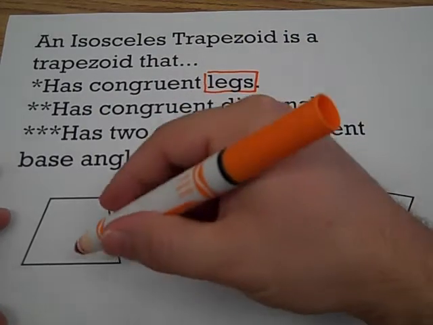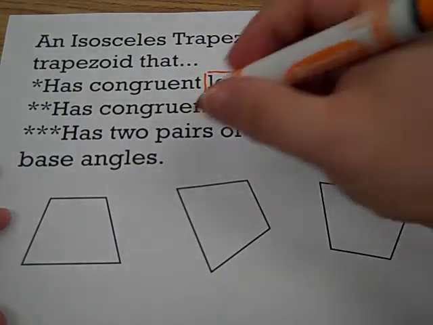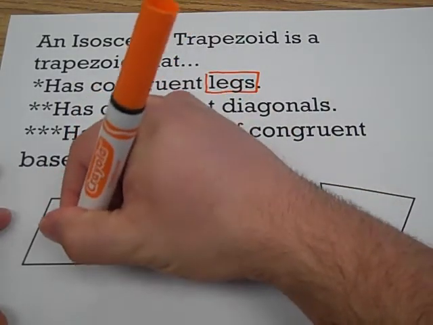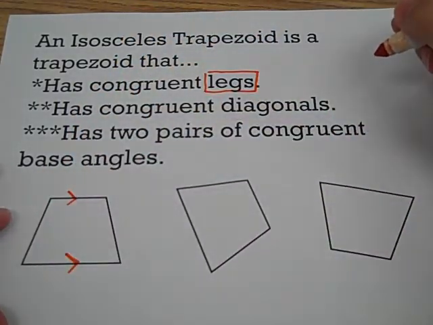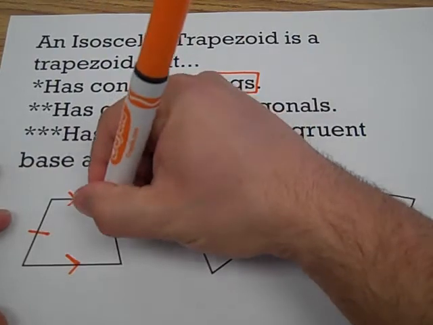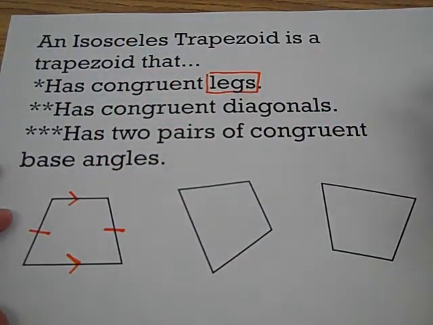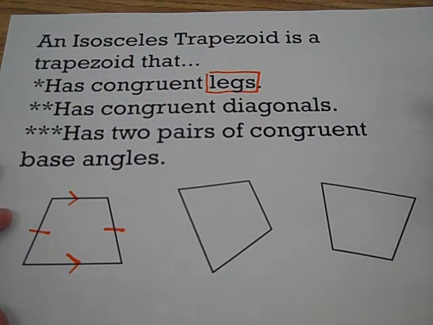So for example, in this guy down here, these are my parallel bases. If this is an isosceles trapezoid, these two legs, the ones that are not parallel, are congruent, which means they're the same length.